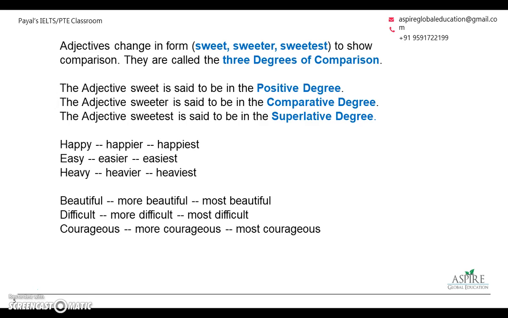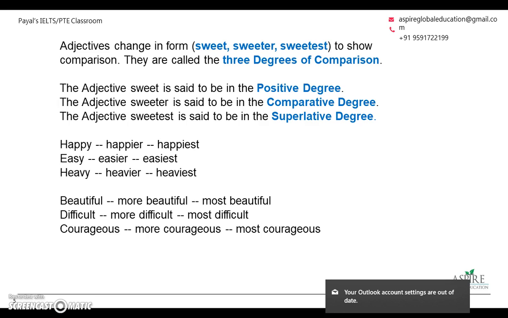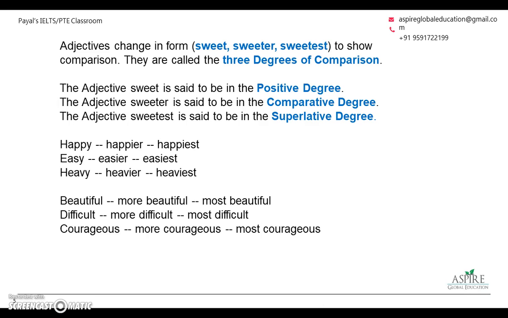Now let's try to understand how adjectives change in form to show comparison. They are called three degrees of comparison. Sweet, sweeter, sweetest. The first form is positive degree, sweet. The second form is comparative degree, sweeter. The third form is superlative degree, sweetest. So let's take some examples. Happy, happier, happiest. Easy, easier, easiest.